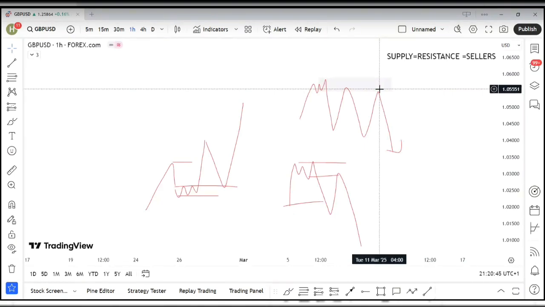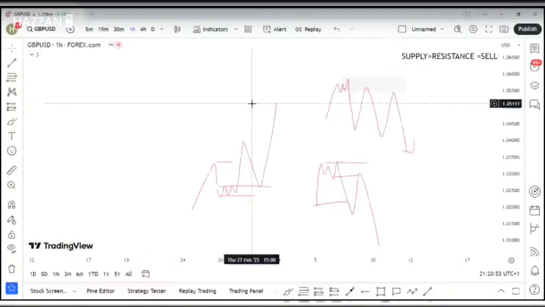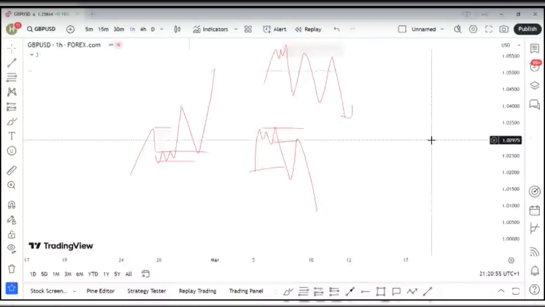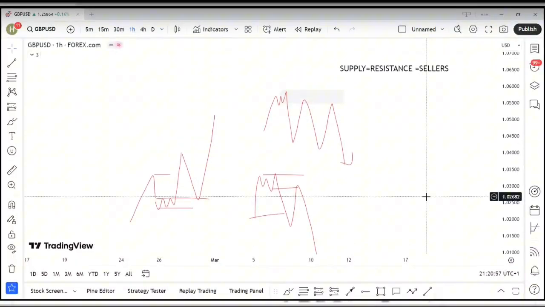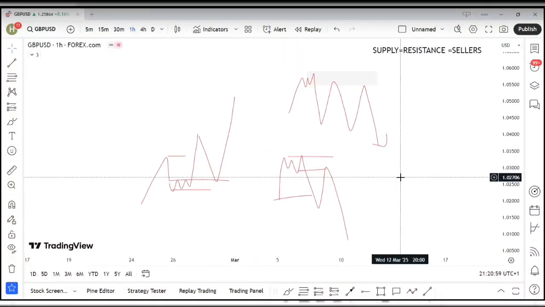If you want to identify a strong support and resistance zone, you can do it from a higher time frame. This is just a bonus I want to give you guys.